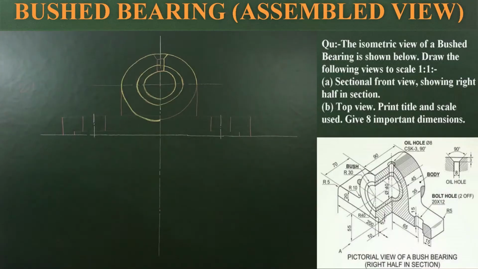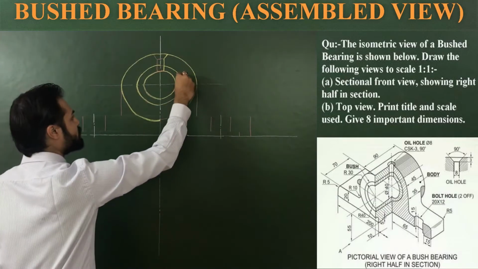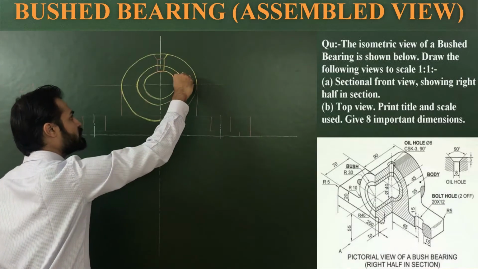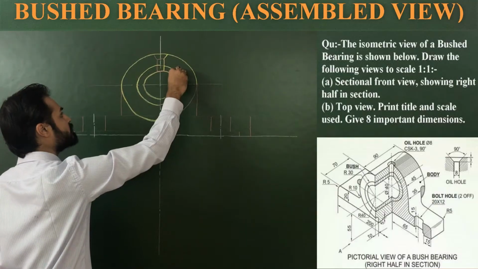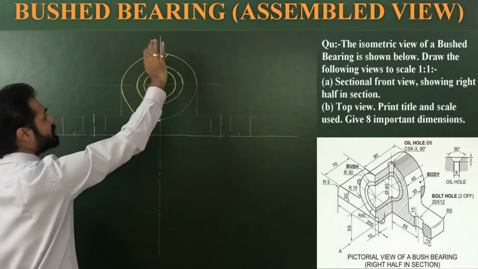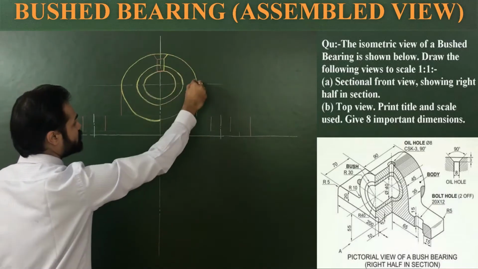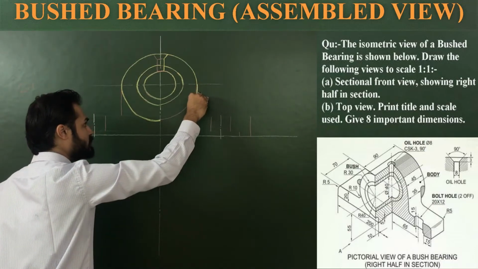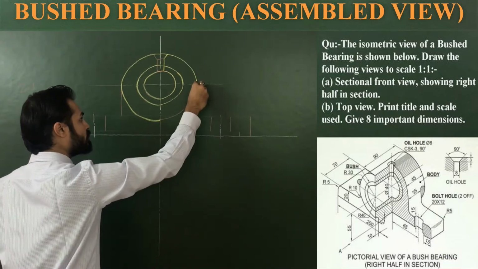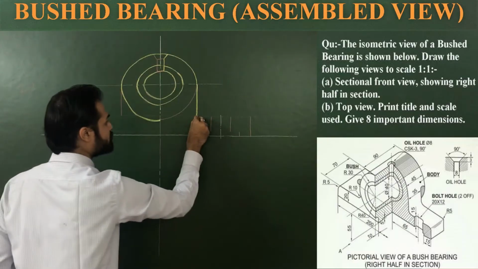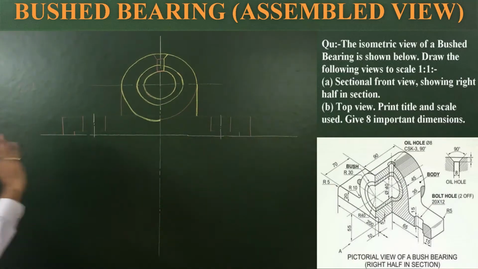Okay, so after this point, the front portion of the body, the cylindrical part of the body, is removed. So the remaining portion will be this, and from this point, okay, so before this, let me show you how to draw fillet.